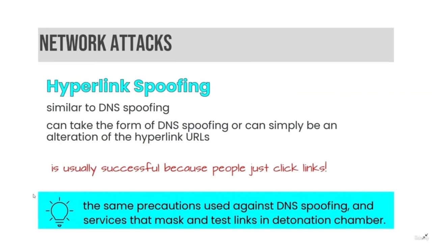Another form of a network attack is hyperlink spoofing. Hyperlink spoofing is very similar to DNS spoofing. It can take the form of DNS spoofing or just simply be an alteration of the hyperlink URLs. It's usually successful because people just click.